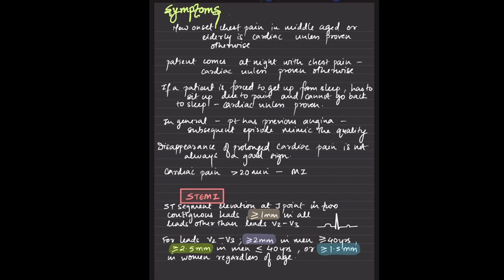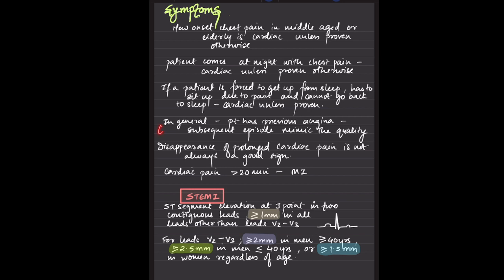Coming to the symptoms. What should you be thinking if a patient comes to the casualty? Any patient who is suffering from chest pain, who is middle aged or elderly, consider it to be an MI. That is the first rule. Second rule is the patient comes at night and it is a cardiac pain. Third rule is the patient is forced to get up from sleep or forced to get up from his work and could not concentrate on certain things. That means it is MI.